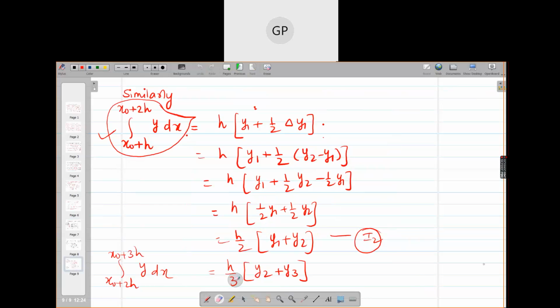h by 2, sorry, here I wrote by mistake h by 3. It is h by 2 (y1 plus y2), and then for the third subinterval x0 plus 2h to x0 plus 3h, it is h by 2 (y2 plus y3). Can anyone tell me why the name trapezoidal is given to this?